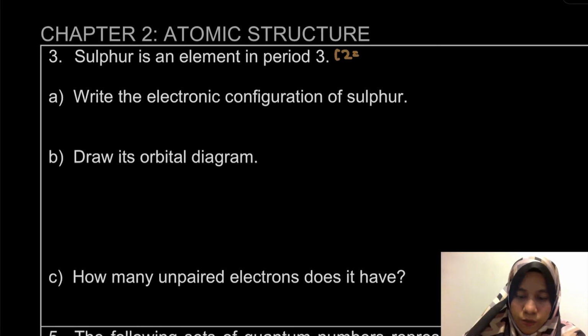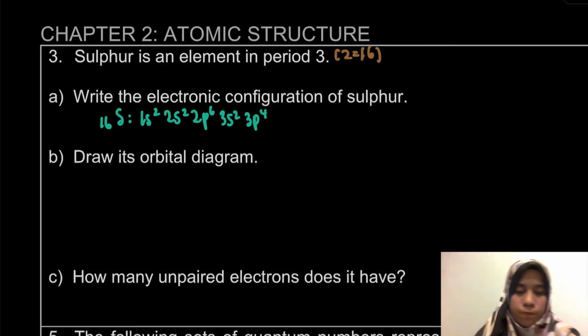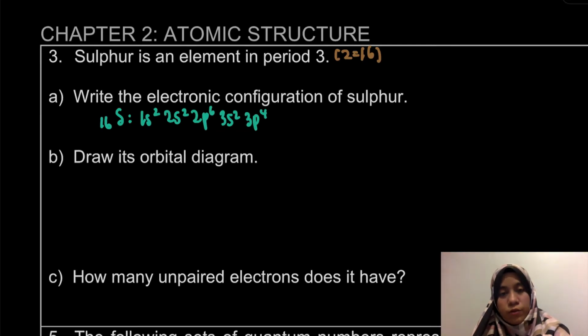So write the electronic configuration. Our electronic configuration, so again, 16 for sulfur: 1s2, 2s2, 2p6, so that's 10, 3s2, 3p4. Okay, so that's the electronic configuration.